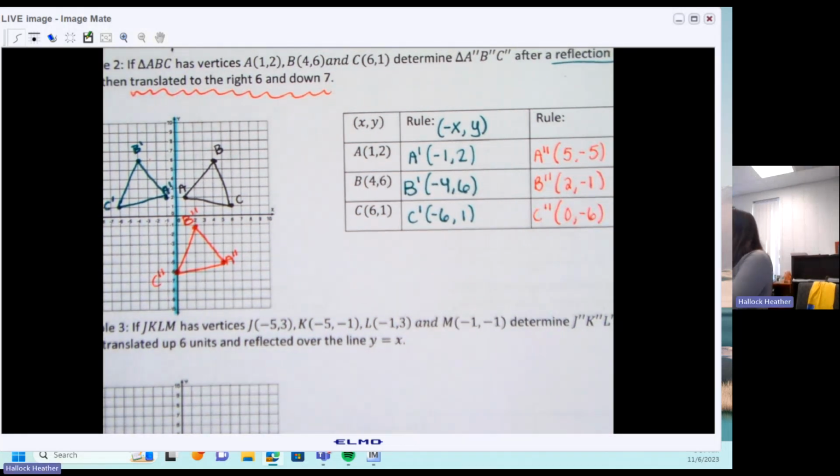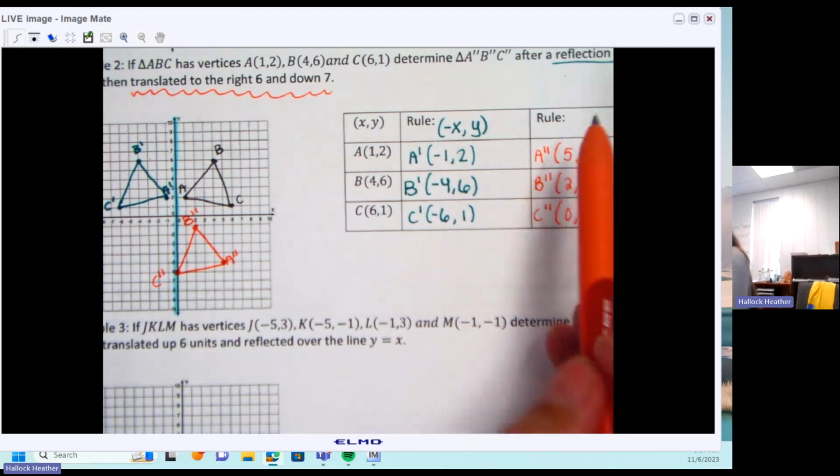So A double prime should end up at 5, -5. B double prime should end up at 2, -1. C double prime should be at 0, -6. So notice the shape is not changing literally at all. It's preserving all the angle measures on the inside of the triangle. All it's doing is just flipping it around and rotating it. But it looks like it's the same size. It's just in a different order.